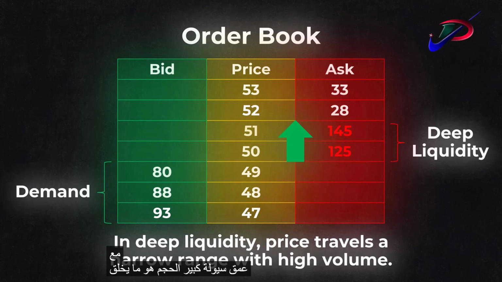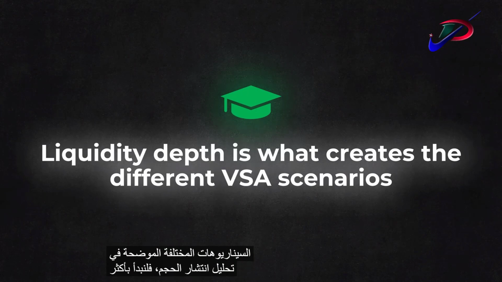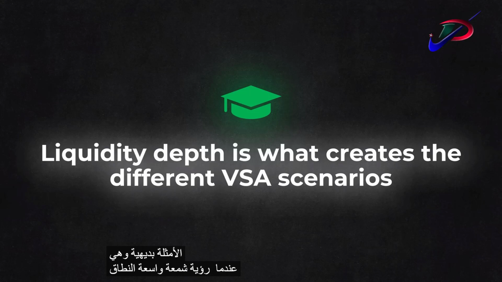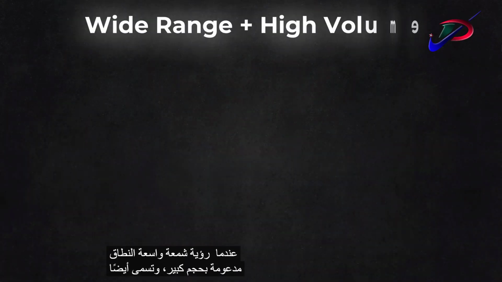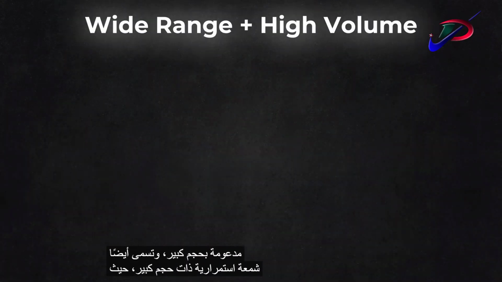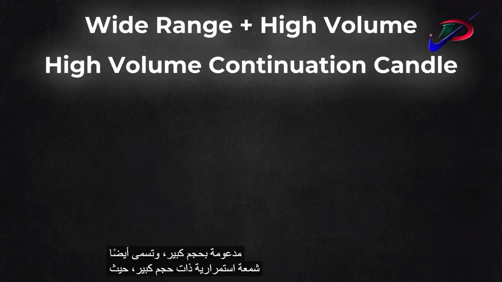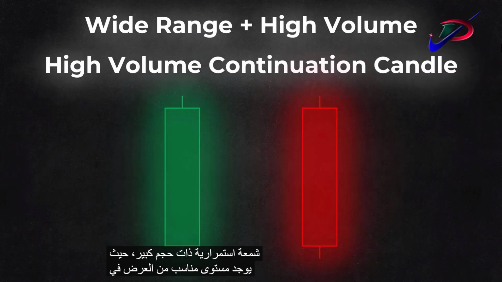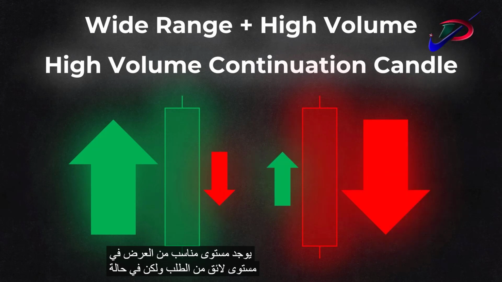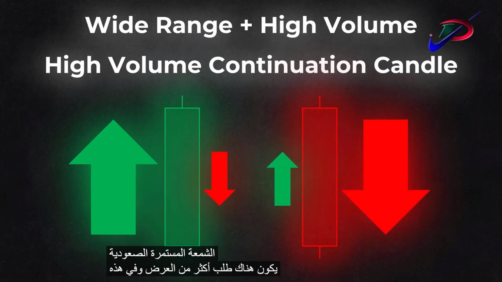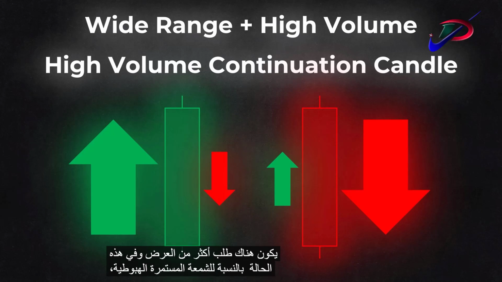Liquidity depth is what creates the different scenarios outlined in volume spread analysis. Let's begin with the most intuitive of all examples, which is when we see a wide range candle supported by high volume. This is also called a high volume continuation candle. There is a decent level of supply and a decent level of demand. But in the case of a bullish continuation candle, there is more demand than supply, and in the case of a bearish continuation candle, there is more supply than demand.